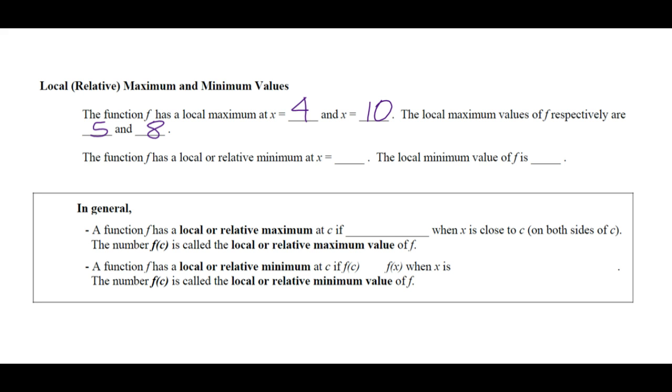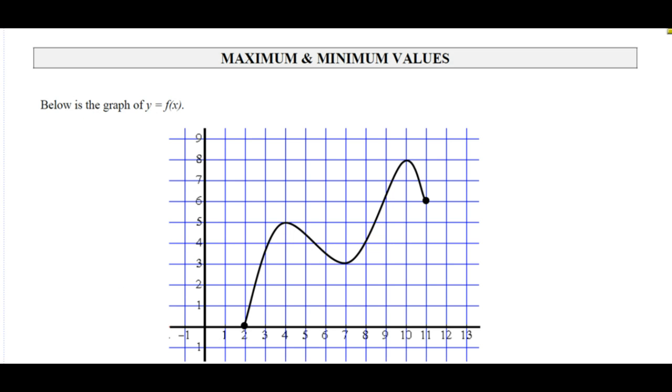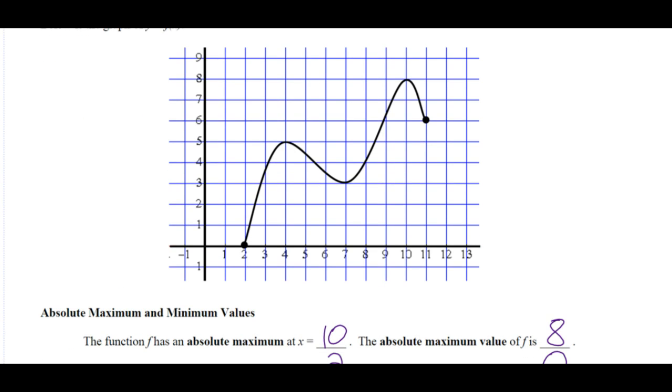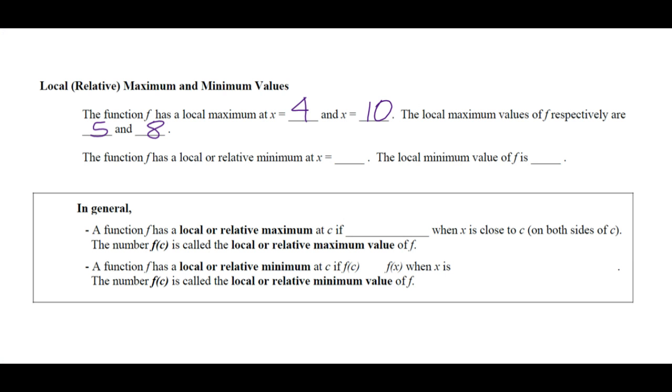No, it's 1:59. The function f has a local or relative minimum value. So where do we have a local or relative minimum value? At 7. And what's the associated value when x is 7? 3. So it's a local or relative minimum at x equals 7, and the minimum value of f at that point is 3. So local, we're just saying in that vicinity.